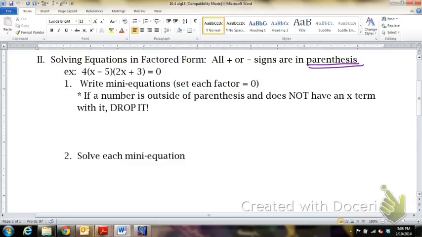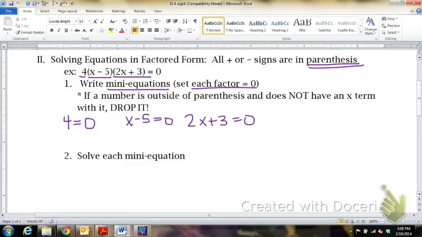See in this problem, I've already got parentheses. Do not multiply anything out. You're going to do what's called mini equations. You're going to take each factor and put an equal 0 after it. Now, I'm going to show what happens here. So 4 is something there, so I'm going to put it there. Another one would be x minus 5 equals 0, and another one would be 2x plus 3 equals 0.